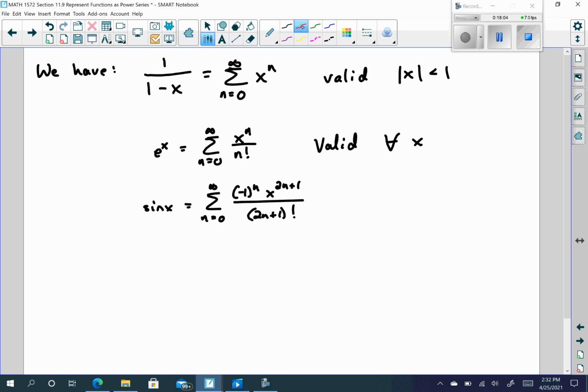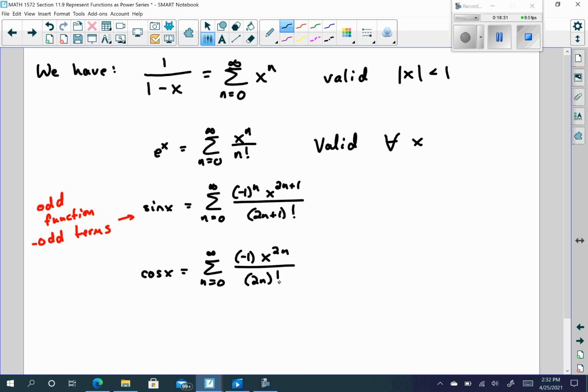And if you recall, y equals sine of x is an odd function. And if you look here, 2n plus 1, these would give us all odd terms. And then cosine x becomes the sum as n goes from 0 to infinity of negative 1 to the nth power times x to the 2n over 2n factorial. Y equals cosine x is an even function, so notice 2n is even. Then I'll add one more here.